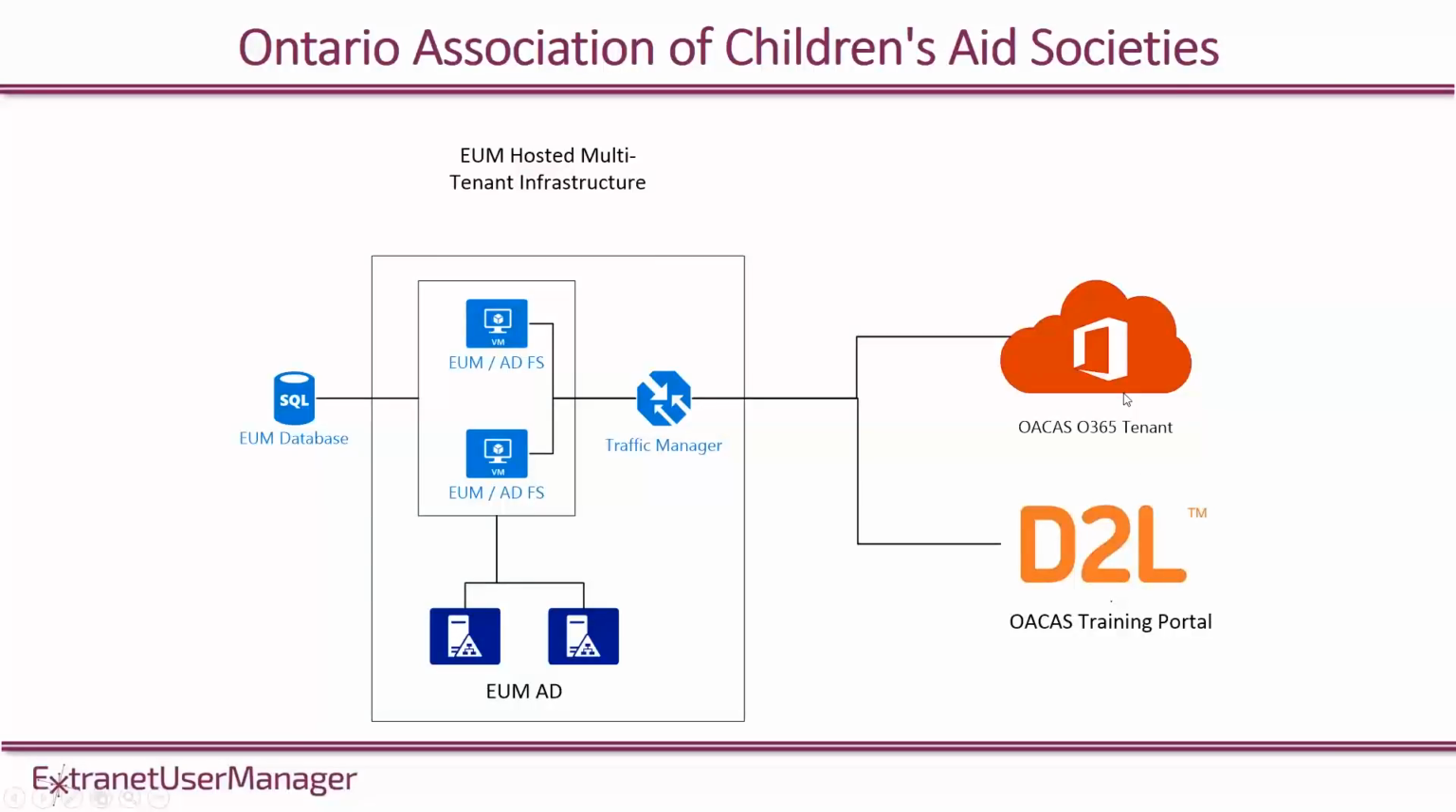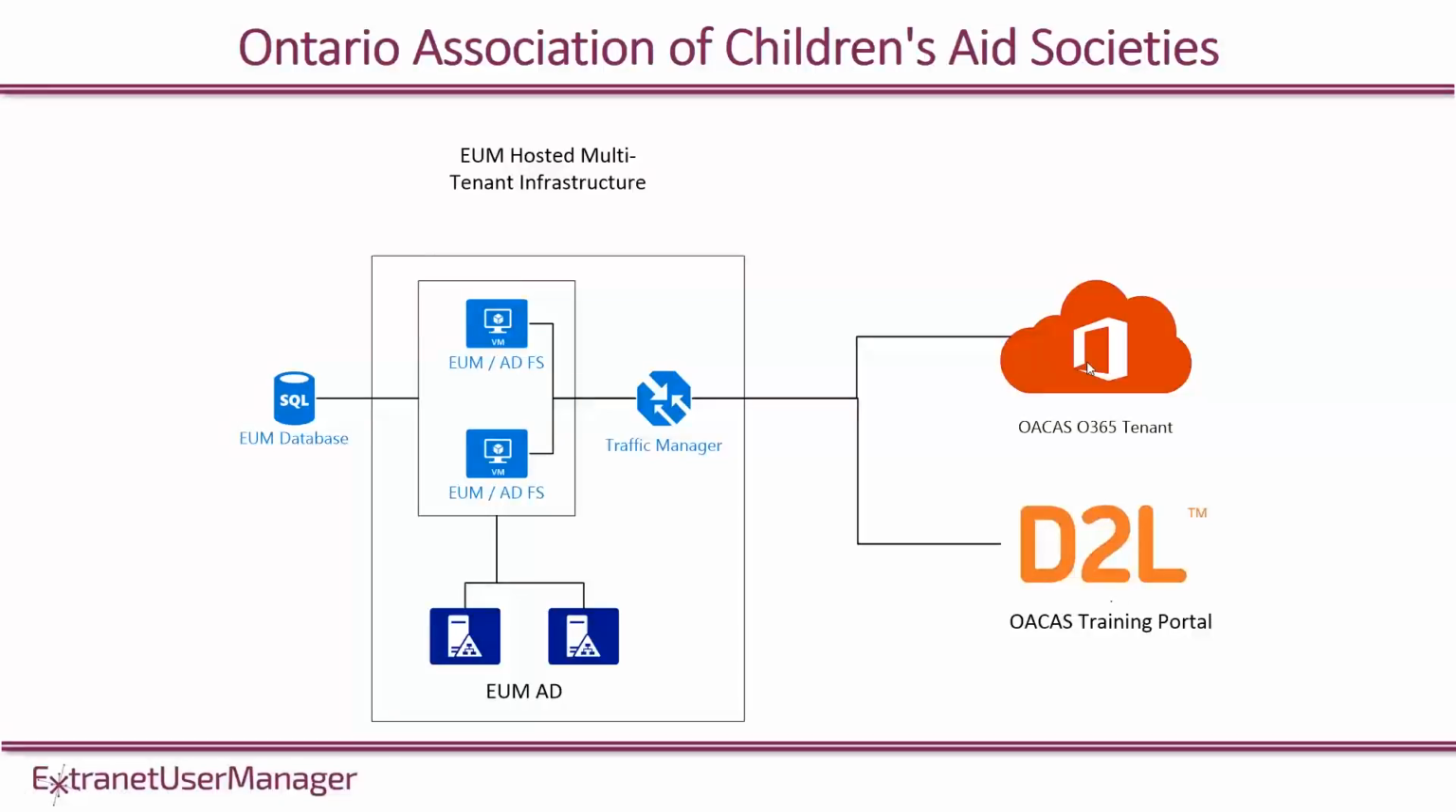We've got the Office 365 tenant. So this is a publishing portal that has all sorts of resources. The mandate for OCAS is to provide training and resources to the, I think it's about 8,000 staff of the 50-odd member societies for the various different municipal children's aid societies across the province. So all that content is hosted up in Office 365. They can register, sign in, and get into that content from there.